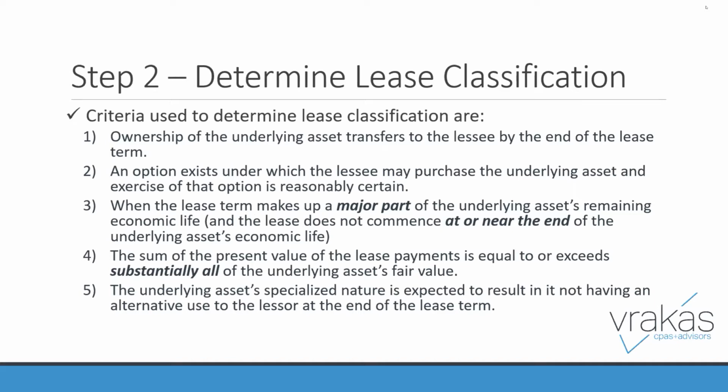Under the old model, there were 4, and essentially they're the same 4 here as well. They've also added a 5th, which is the last bullet here, which is if the underlying asset is so specialized that the lessor would have no use for it at the end of the lease, that would be determined to be a finance lease. Now, what you might notice here is although the first 4 criteria are very similar to the old 4 criteria for a capital lease, they don't have the bright lines that we used to have, which we kind of love as accountants, right?